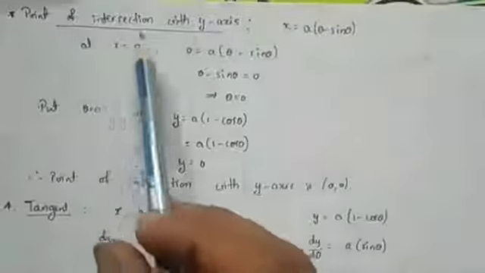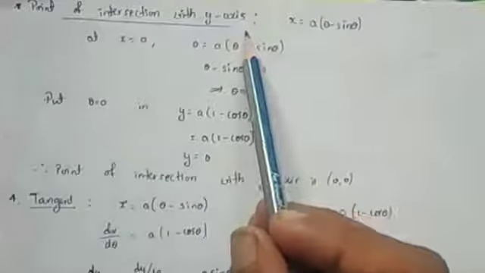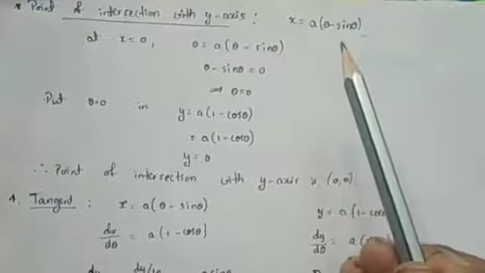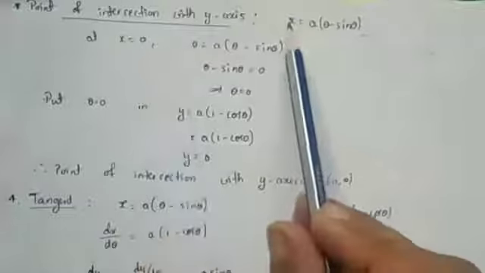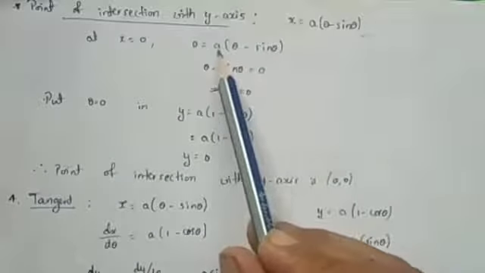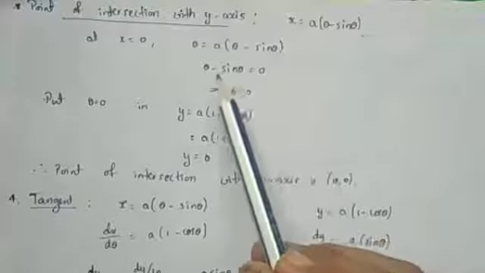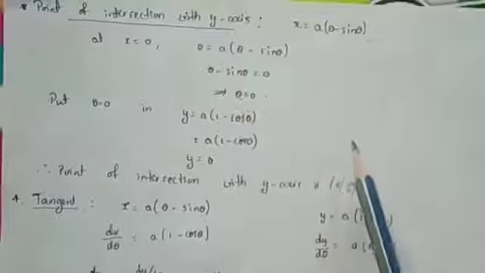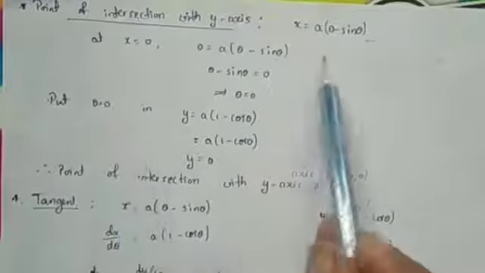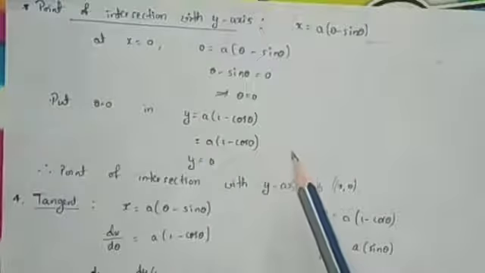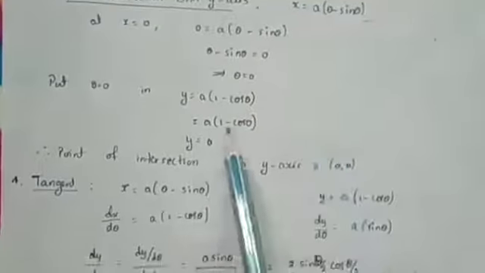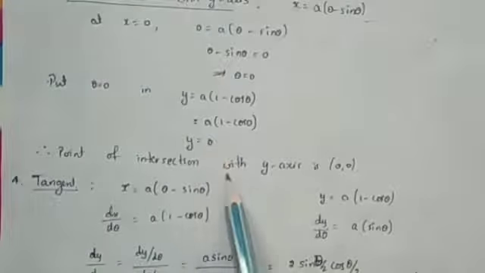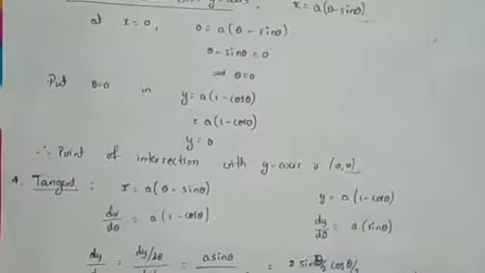Next we find the point of intersection with the y-axis. x is equal to a into theta minus sin theta is the given equation of the curve. At x is equal to 0, we get 0 is equal to a into theta minus sin theta. It is nothing but theta minus sin theta is equal to 0. We say theta value is also 0. Put theta value equal to 0 in y is equal to a into 1 minus cos theta. We get a into 1 minus cos 0. Cos 0 value is 1. We get y is equal to 0. Therefore the point of intersection with y axis is (0, 0).